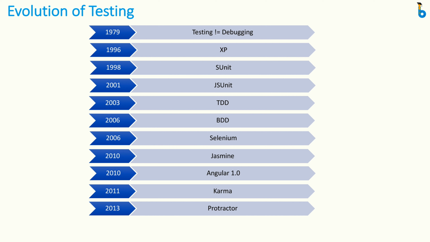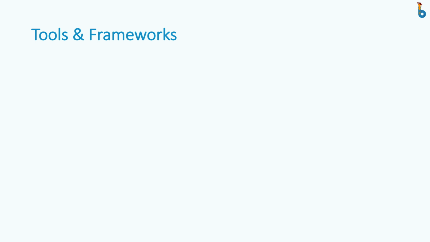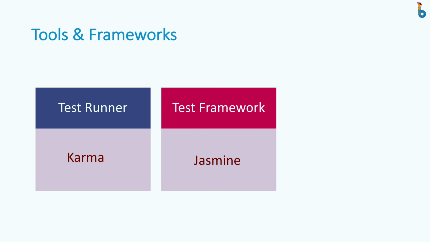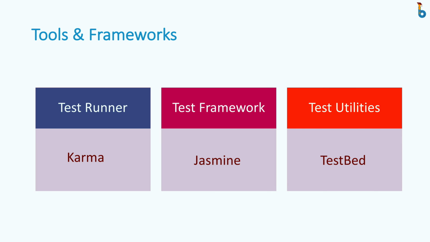And in 2013, Protractor was introduced. It's an end-to-end testing framework for Angular and AngularJS applications. And in 2016, Angular 2 was introduced. They were focusing on Angular unit testing. Let's see about what are the tools and frameworks that we are going to use in our tutorial. Angular 2 relies on Karma as the test runner and Jasmine as the test framework, and it has its own test utility called TestBed which mimics the NgModule.